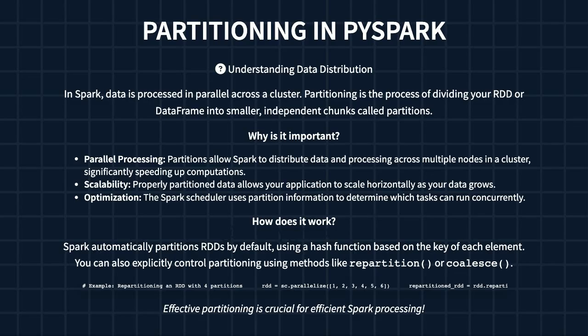Spark uses this partition information to decide how to split up work and make sure things run efficiently. You can control how data is divided using methods like repartition or coalesce. Getting the partitioning right is really important for making your PySpark applications perform well.